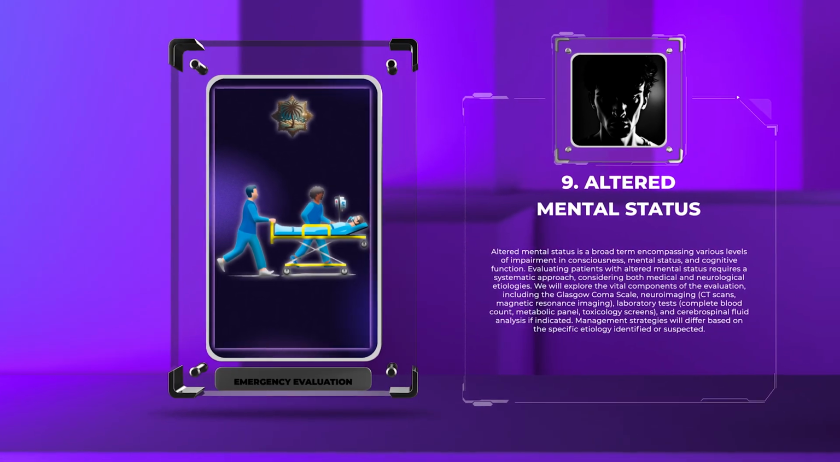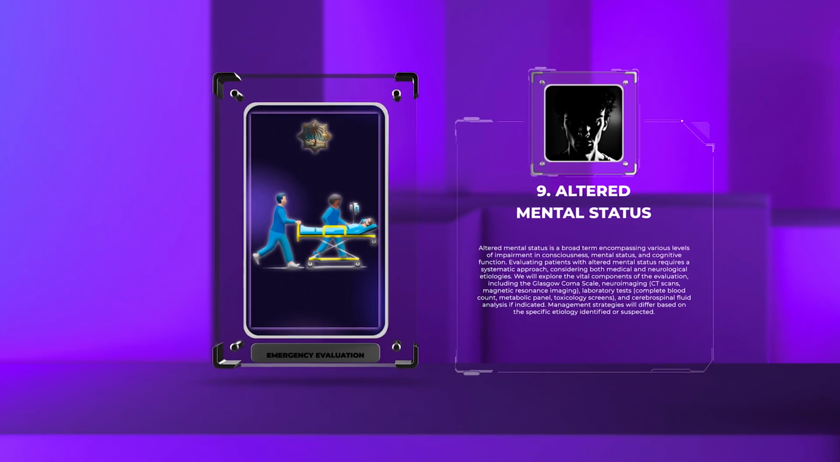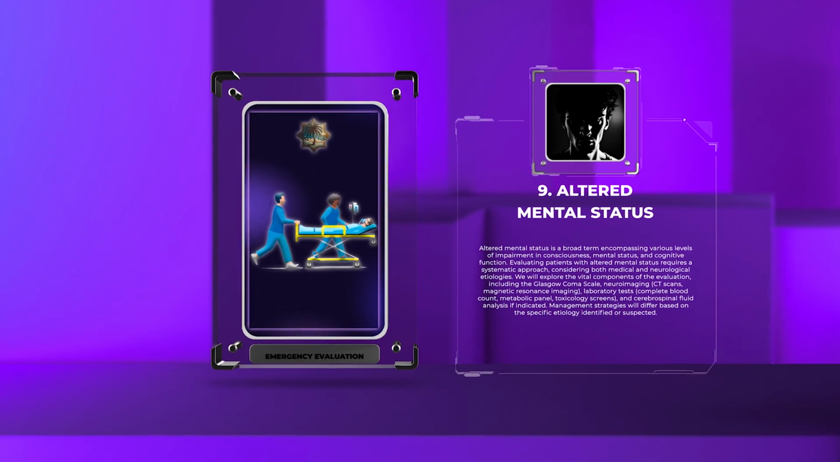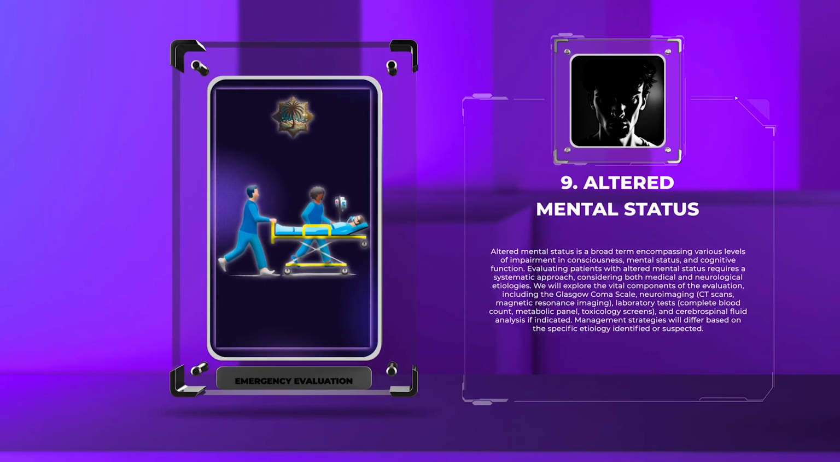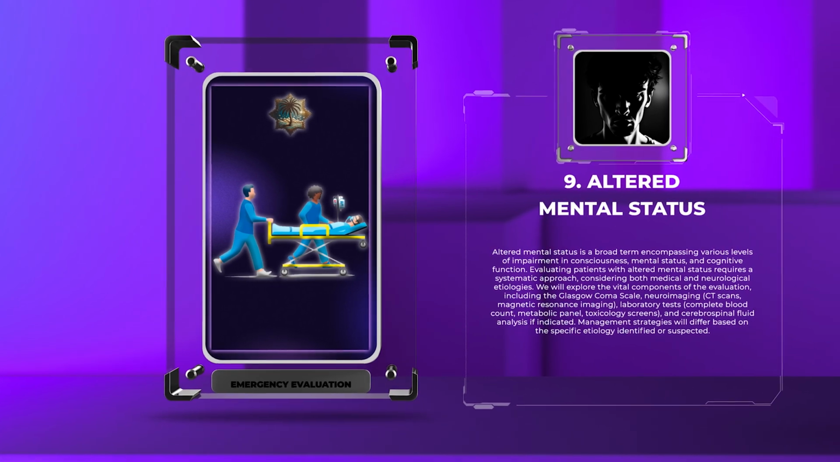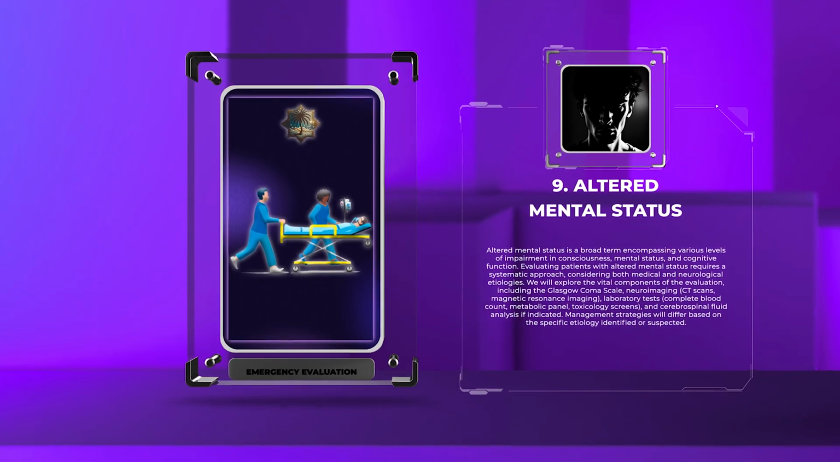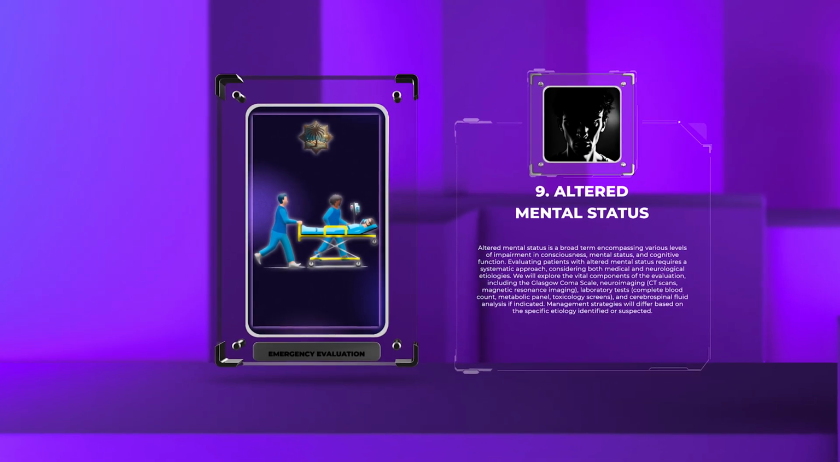We will explore the vital components of the evaluation, including the Glasgow Coma Scale, neuroimaging, CT scans, magnetic resonance imaging, laboratory tests, complete blood count, metabolic panel, toxicology screens, and cerebrospinal fluid analysis if indicated. Management strategies will differ based on the specific etiology identified or suspected.